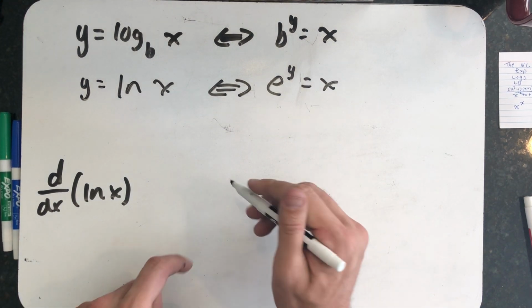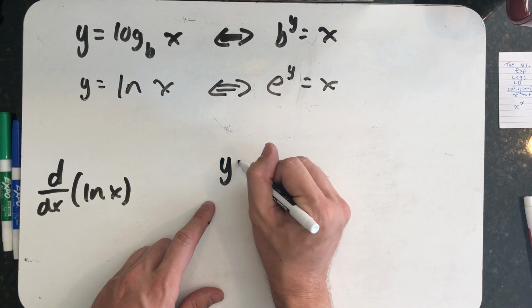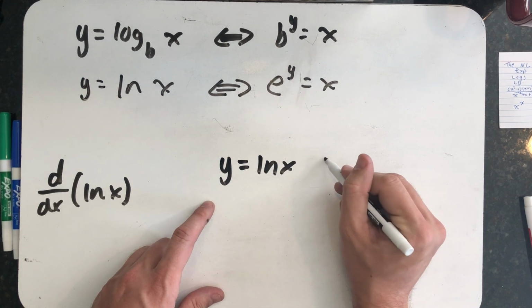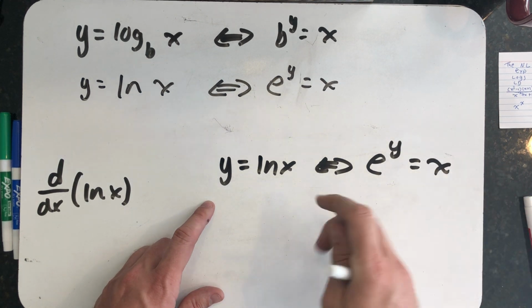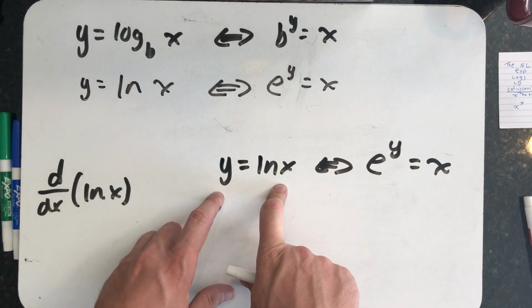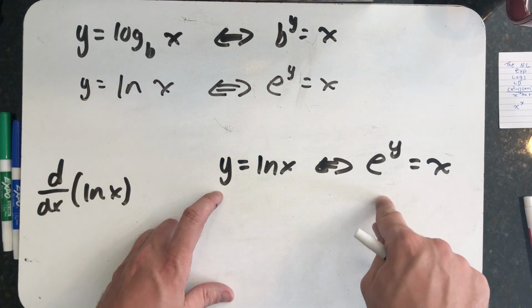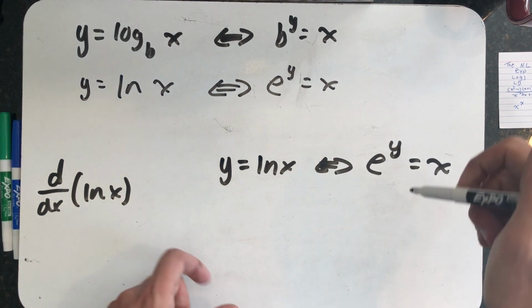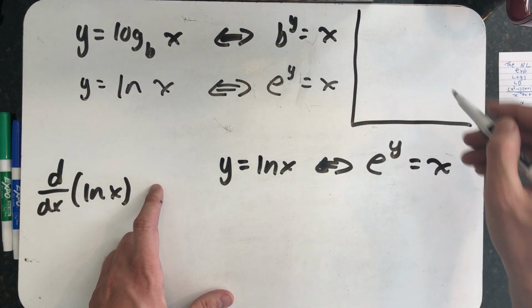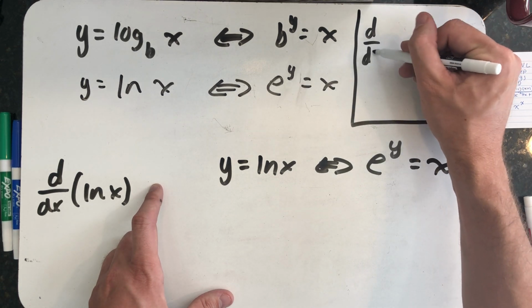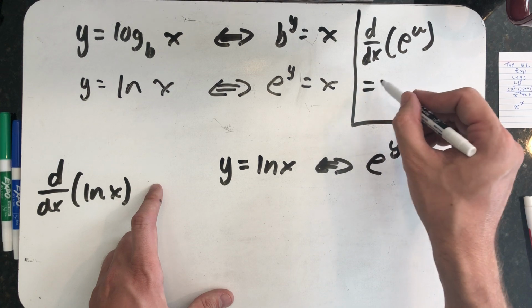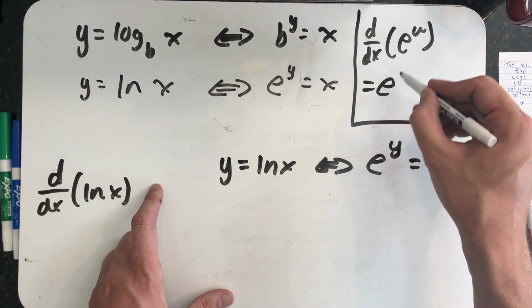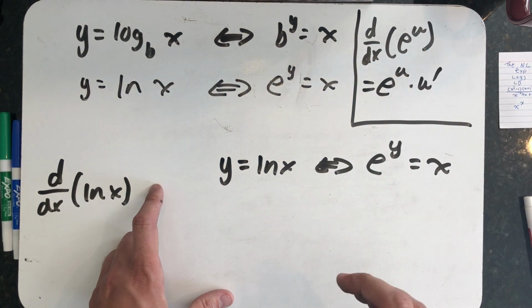So I want to find the derivative of the natural log. So what I'm going to do is rewrite it in terms of e to the y. The base e raised to the y power is x. This is the same statement. And the reason I wanted to do that is because I know how to differentiate e to the u. The derivative of e to a function is e to that function times the derivative of the function.